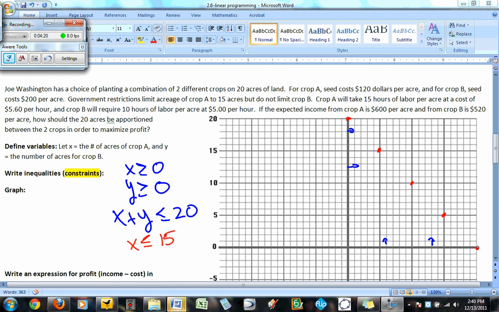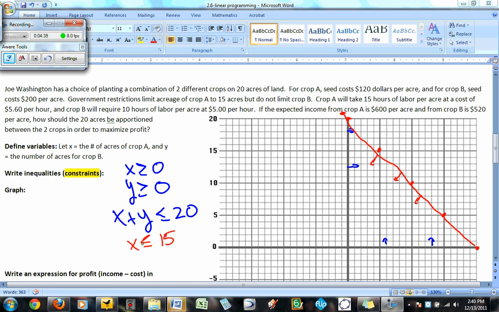And it's a solid line. And it says it has to be less than, so therefore, it's going to be shading down. If we pick 0, 0, that's a point not on this line. 0 plus 0 is less than or equal to 20. That's a true statement. We're going to shade down in here.